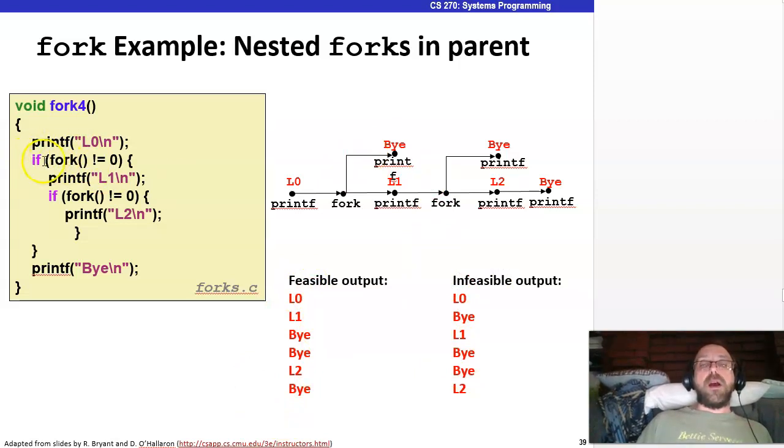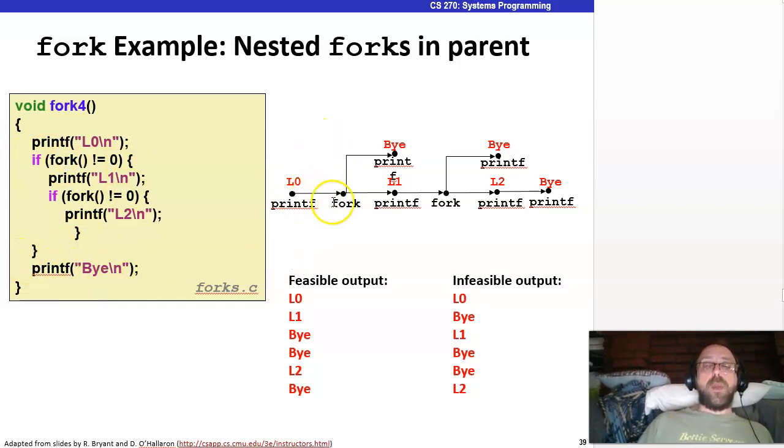So here, I call fork. Now I am checking its return value. Fork returning 0 means I'm the child. Fork returning non-zero means I'm the parent, and the return value happens to be the child's process ID. So in the parent, I will print the L1 message, call fork again. If I'm still in the parent, I will print the L2 message. And what about the child processes? Well, they will go on down here and print bye.